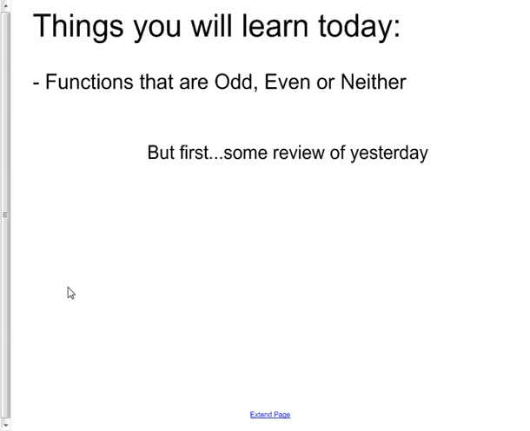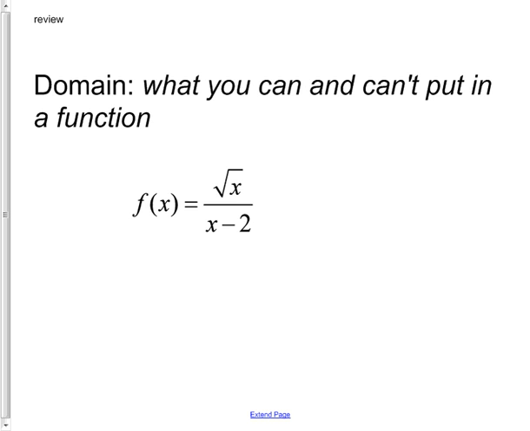Okay, so today we're talking about odd, even, or neither functions. And first, let's review a little bit of what you've learned so far. Domain. Domain is denominator and square roots. Is there a chance that this is going to have problems with its domain? Yes. You have to watch out for certain things.